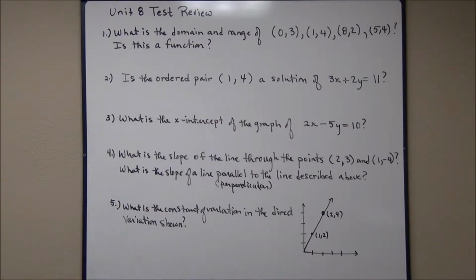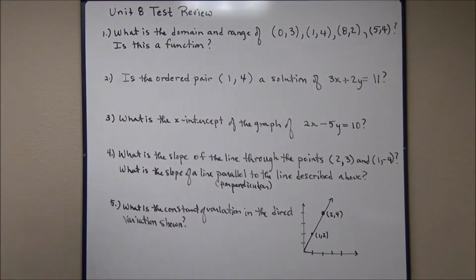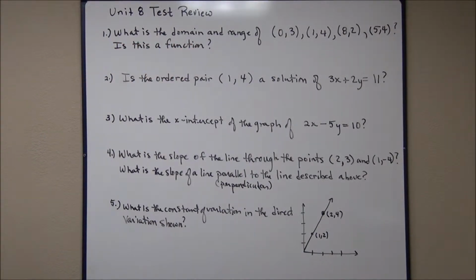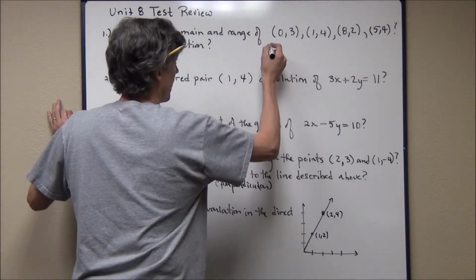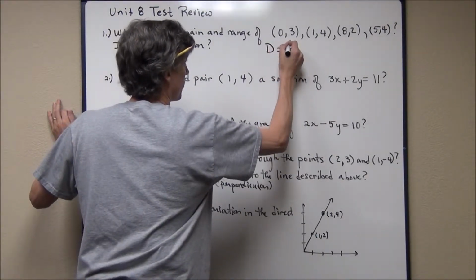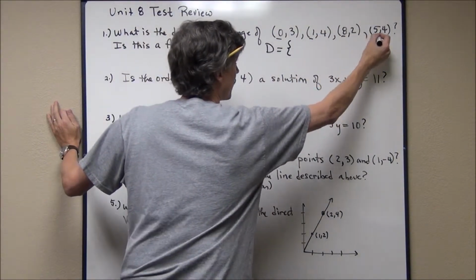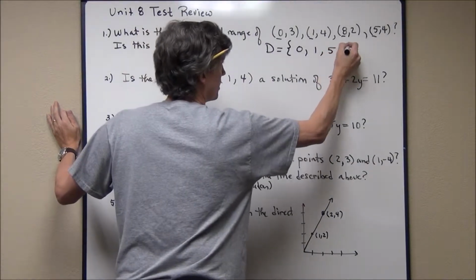It says in problem 1, what is the domain and range of this set of ordered pairs, this relation here. We don't know if it's a function yet. That's also something that's asked, but right now we do know it's a relation because, remember, by definition, a relation is any set of ordered pairs. The domain, remember, are all of the x values. So I'm going to write the domain, and I'm going to put the little brace there. I have 0, 1, 8, and 5. I like to put them in order, so I'm going to go 0, 1, 5, 8.